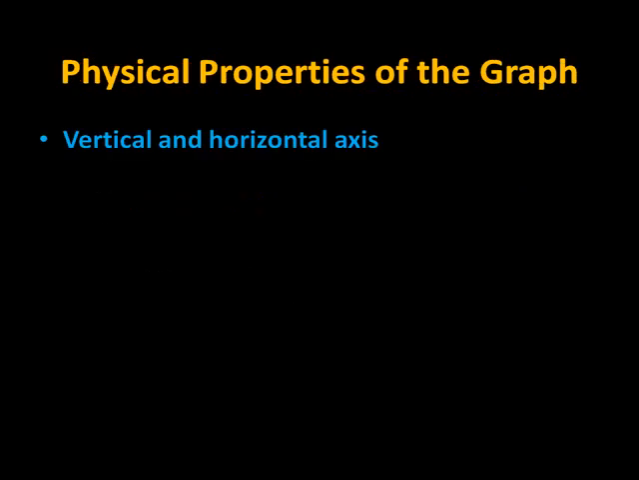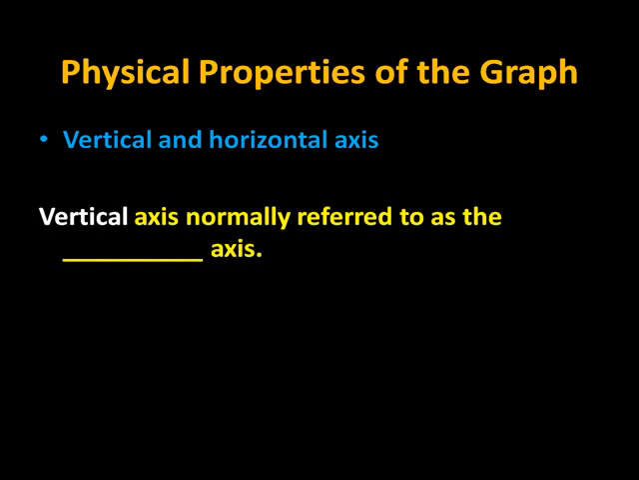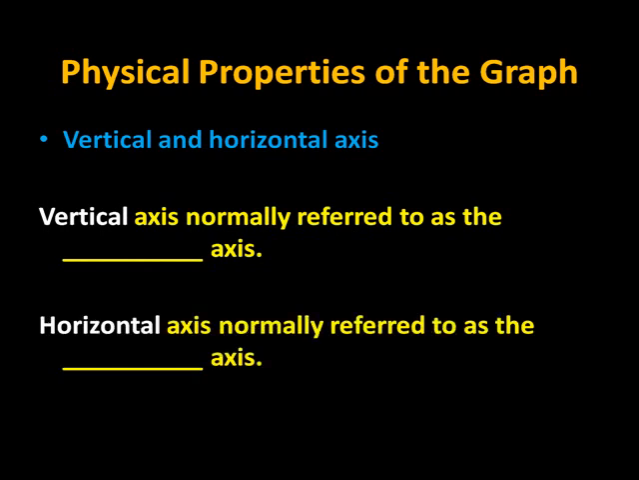Physical properties of the graph. There are basically two axes, a vertical and a horizontal axis, and we refer to these with a letter. Our vertical, or upright, axis is normally referred to as the y-axis. I left this blank, so in your notes, if you're following along, you can write in the y-axis. And the horizontal axis is normally referred to as the x-axis.